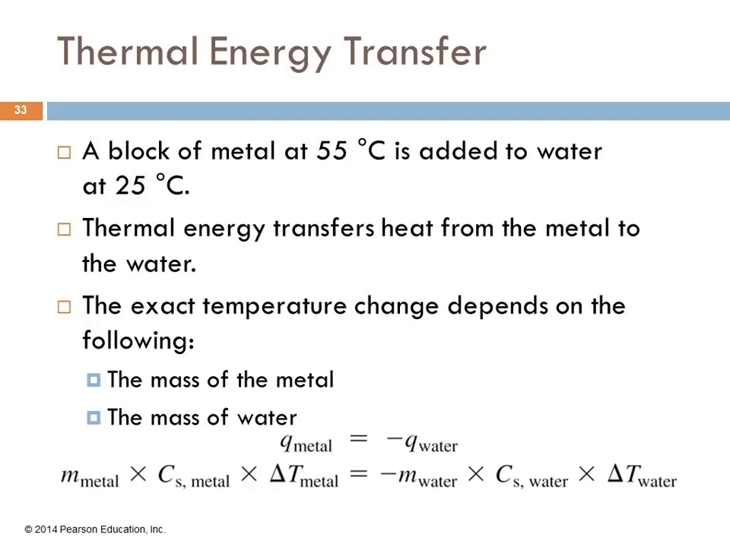It's fine. Q metal is MCΔT: the mass of the metal, the specific heat capacity of the metal, the temperature change of the metal. That's going to equal the mass of the water, the specific heat capacity of the water, and the change in temperature of the water, but the sign's going to be opposite. The sign's going to be opposite because one of these has a positive delta T and one has a negative delta T.